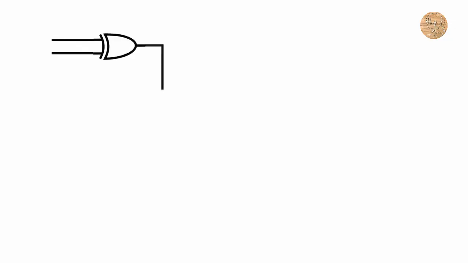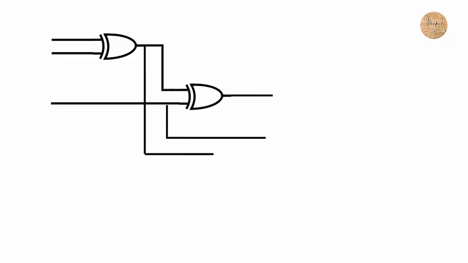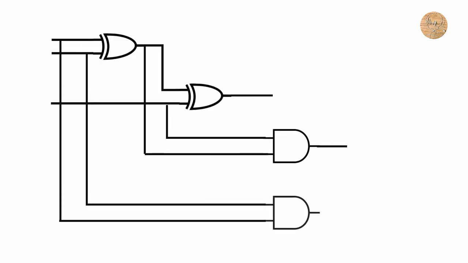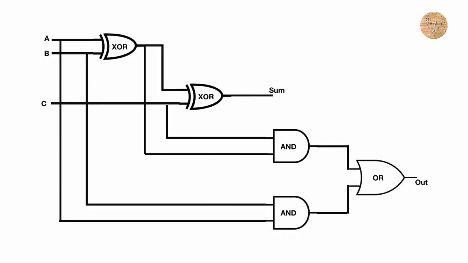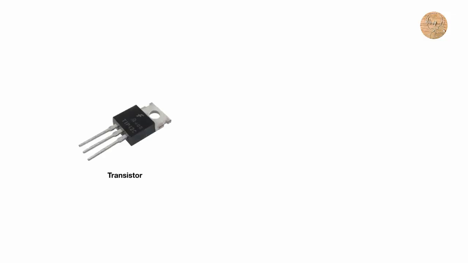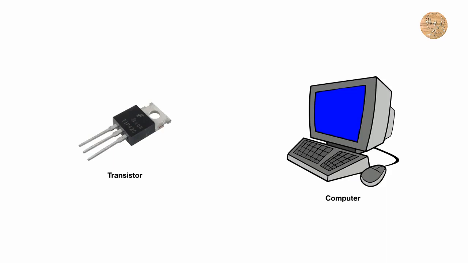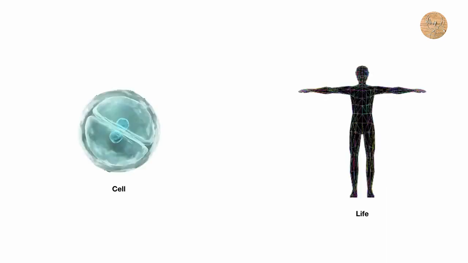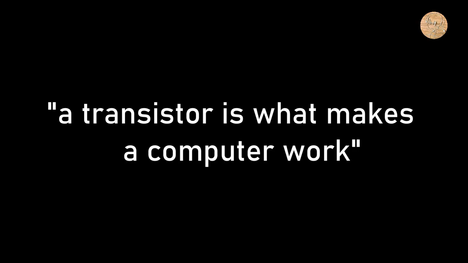Computers are made of circuits. These circuits are nothing but a sequence of gates like AND gate, OR gate, XOR gate. You definitely heard these names, right? So all these gates are actually made of transistors. Now a transistor is what we can call a fundamental building block of a computer, just like how a cell is a fundamental unit of life. Yes, I just linked computer science with biology. So in the simplest words, a transistor is what makes a computer work.